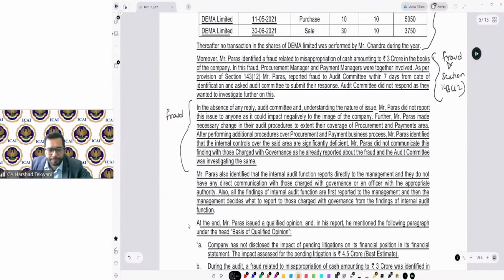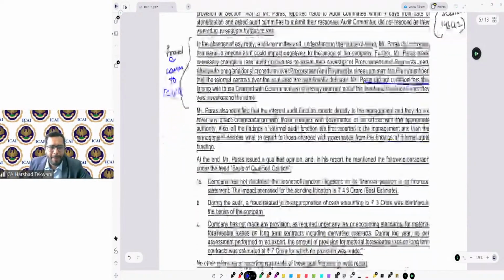If you see over here, Mr. Paras did not communicate. Try to focus on areas which he has not done. It will give you some keywords. So communication to audit committee, those charged with governance or audit committee, whatever the scenario is. Communication to those charged with governance, audit committee, and something which is related to the fraud, because still the fraud is there.